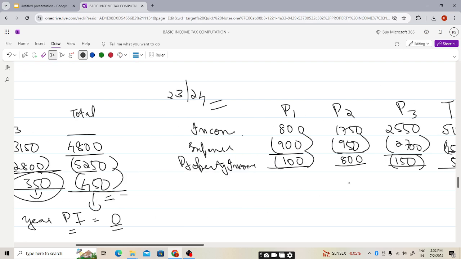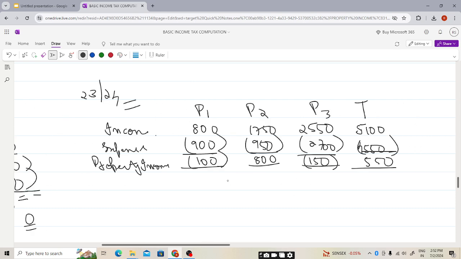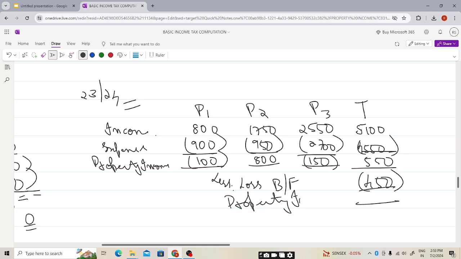This we can carry forward and set off. So less loss brought forward 450. So what is your property income for the current year? Property income for the current year will be 100. Clear with this, students? You need to be clear with this topic. So I think the property loss is clear.